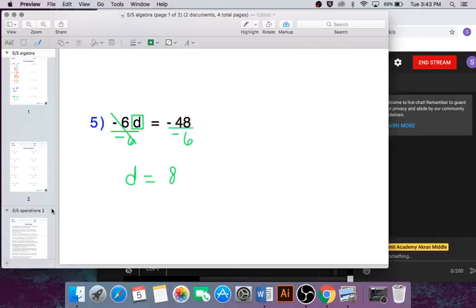I'm going to stop there on one-step equations, and I'm going to move on to word problems. So I do want to leave some time for that.